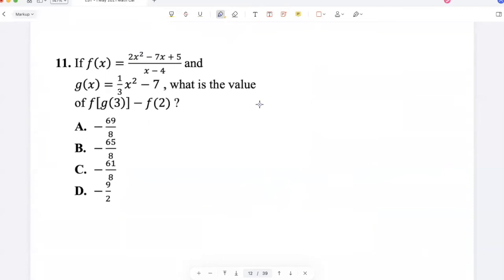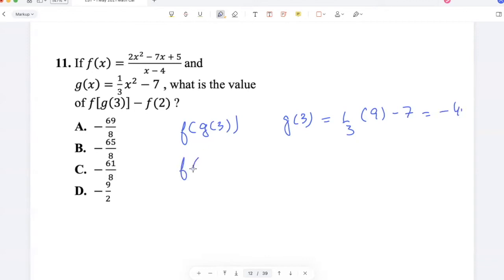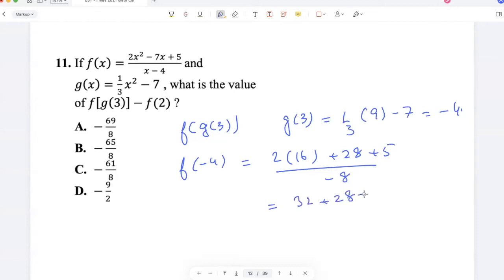Question 11. If f(x) is this and g(x) is this, what is the value of f of g of 3 minus f of 2? Okay, so let's first find f of g of 3. So g of 3 would be 1 by 3 into 9 minus 7. So that's 3 minus 7, minus 4. And then f of -4 will be 2 times 16 plus 28 plus 5 divided by -8. So that's 32 plus 28 plus 5 divided by -8.